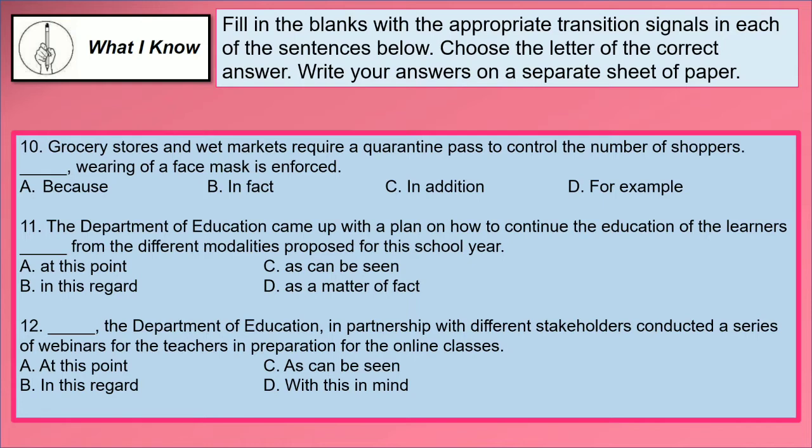11. The Department of Education came up with a plan on how to continue the education of the learners blank from the different modalities proposed for the school year. A. At this point. B. In this regard. C. As can be seen. D. As a matter of fact. 12. Blank, the Department of Education, in partnership with different stakeholders, conducted a series of webinars for the teachers in preparation for the online classes. A. At this point. B. In this regard. C. As can be seen. D. With this in mind.